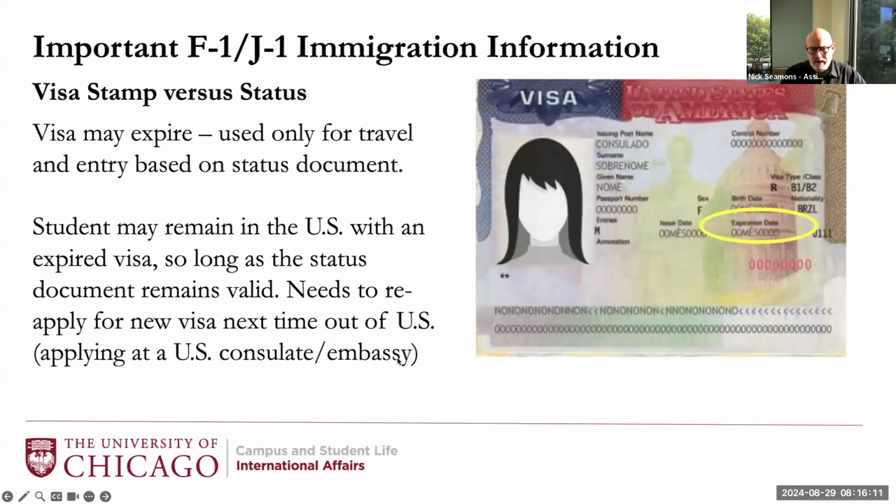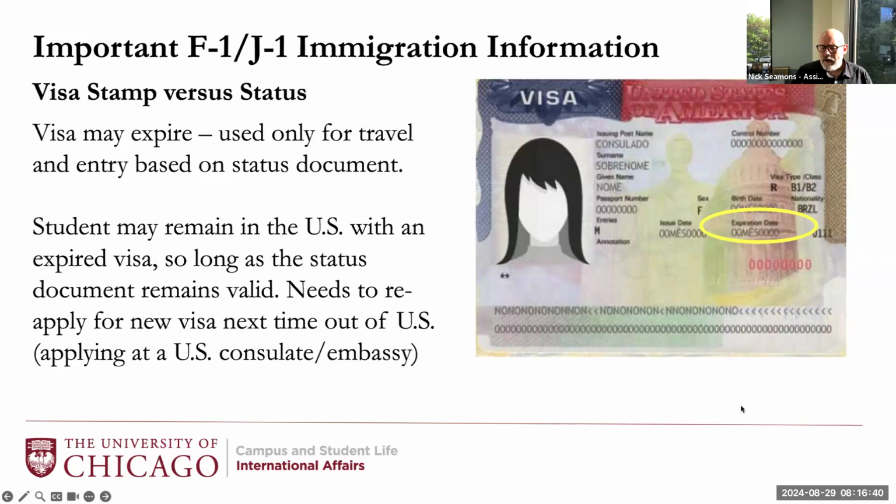A quick note before I move on, just to say that US visas are not actually renewable in the United States currently. So in order to obtain an updated visa stamp or sticker, your student will have to apply at a U.S. consulate or embassy abroad. A quick question here that is specific to the travel signatures.